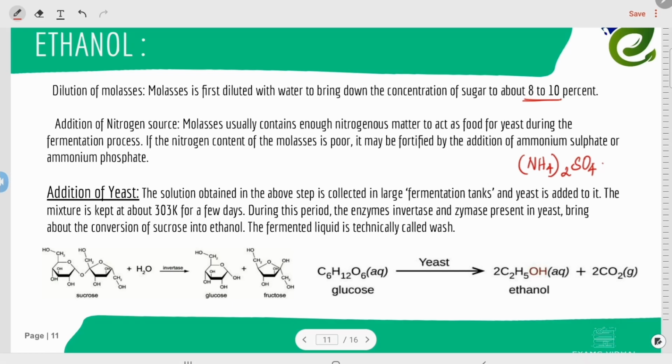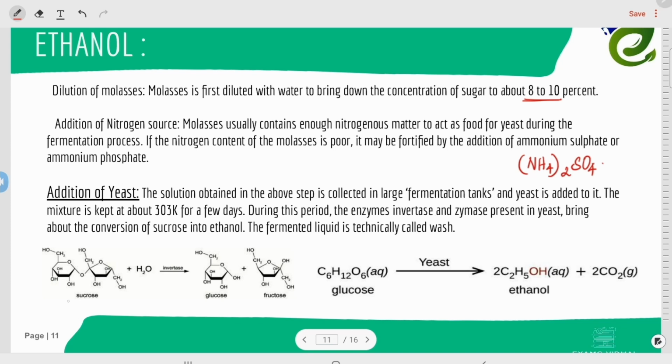Addition of yeast. The solution obtained in the above step is collected in large fermentation tanks and yeast is added to it. The mixture is kept at about 303 Kelvin for a few days. During this period, the enzymes invertase and zymase present in yeast bring about the conversion of sucrose into ethanol.